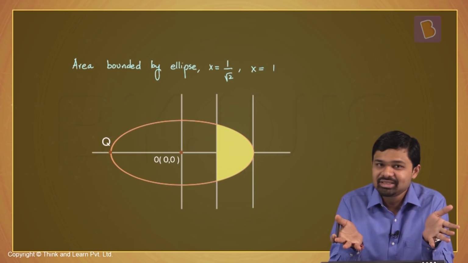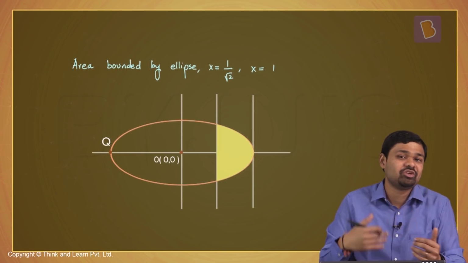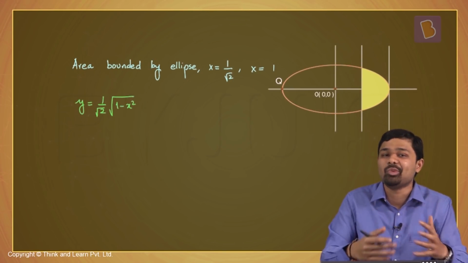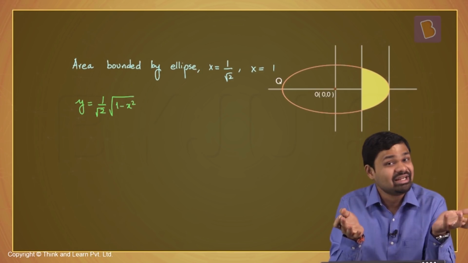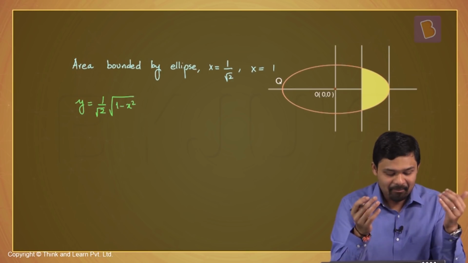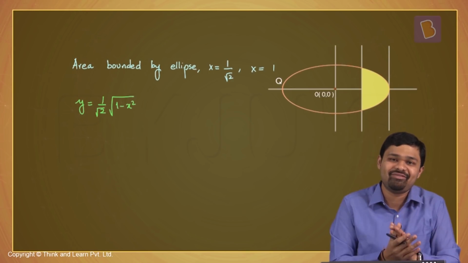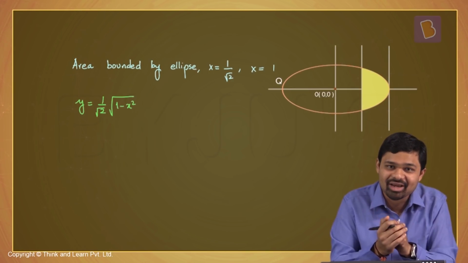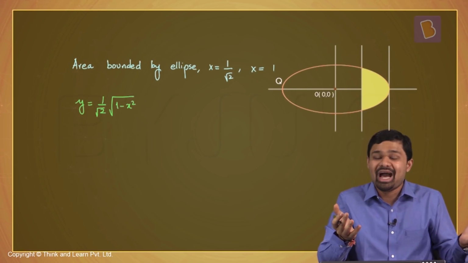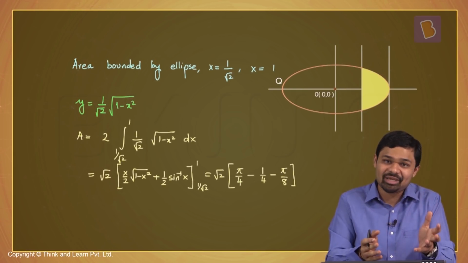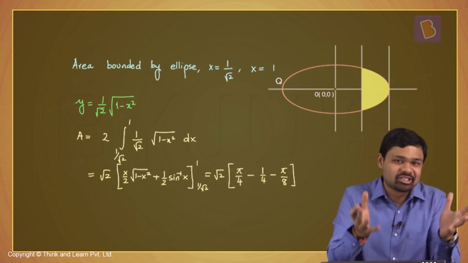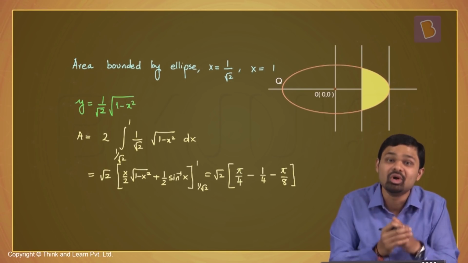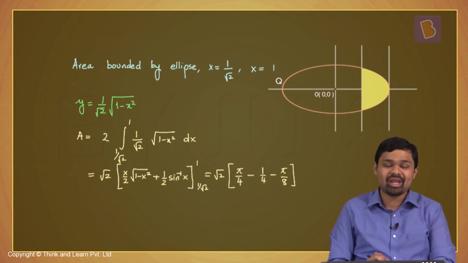The first thing that you need to do is rewrite the equation of the ellipse in the form y is equal to 1 over root 2 root of 1 minus x square, and then integrate this y between the limits of 1 by root 2 and 1 to get the upper area, and then you multiply it by 2 to get the lower area as well. So the total area is 2 times the integral from 1 over root 2 to 1 of the expression y, which was 1 by root 2 root of 1 minus x square dx.